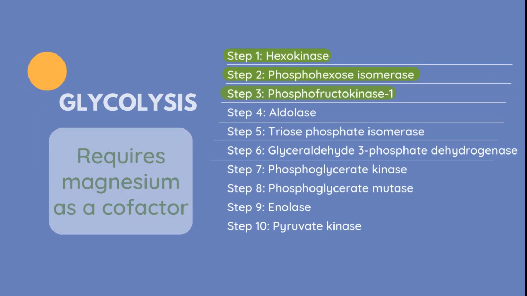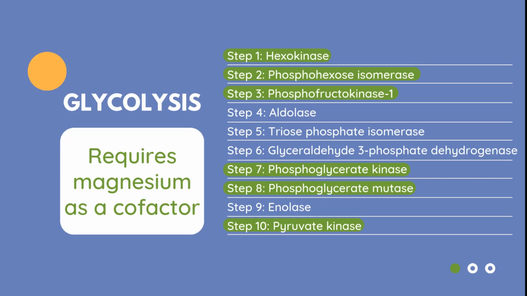And I want to emphasize that because things like glycolysis, right? Remember, the first step of obtaining energy from glucose is glycolysis outside of the mitochondria, and it requires all of these enzymes. 10 steps, 10 enzymes. 6 of those 10 require magnesium as a cofactor. So magnesium is really important for gaining energy from glucose.